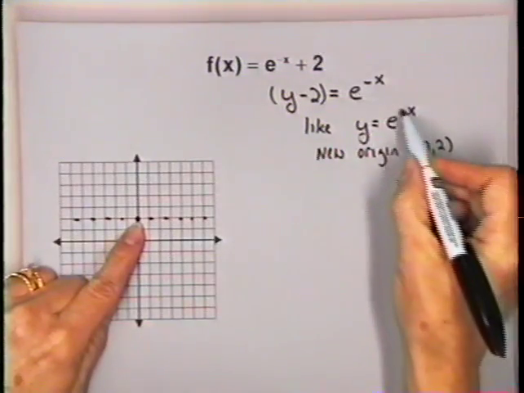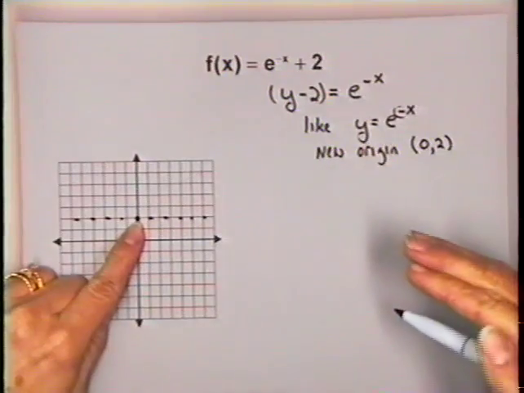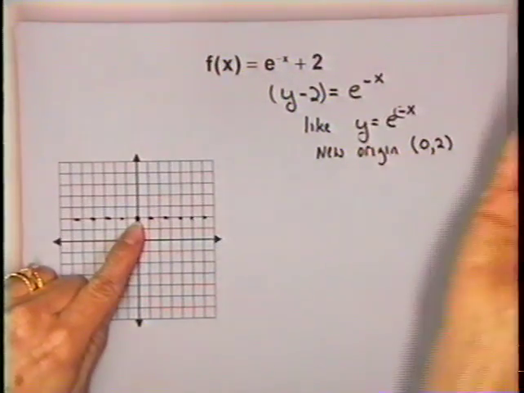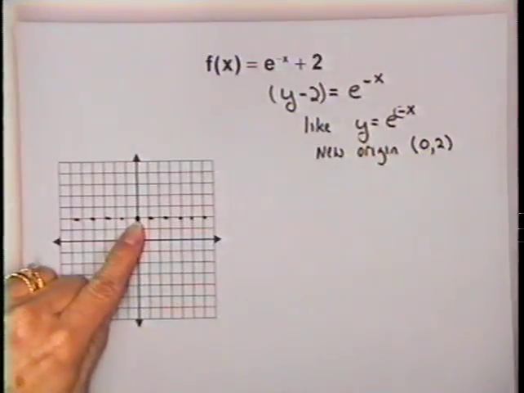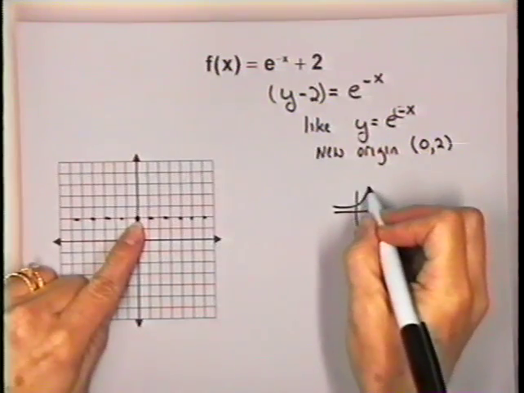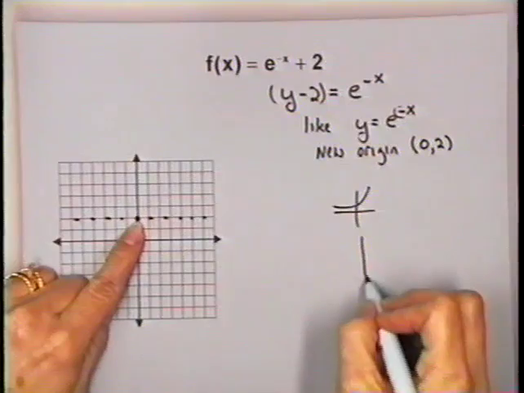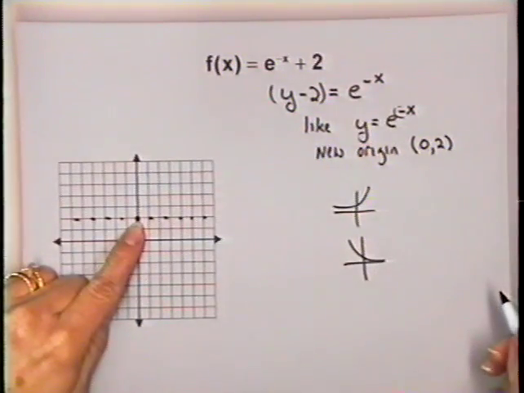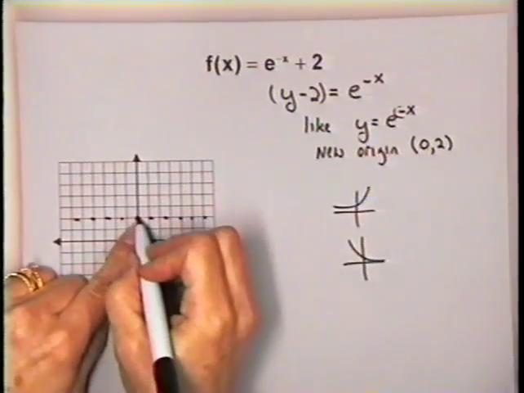But what is this negative in front of x doing? It's reflecting us over what? Changing x to negative x? Oh, I'm doing that the wrong way. x to negative x, we're reflecting over what? The y-axis. Okay, well let's think. My mental picture of e to the x looks like this. If I reflect it over the y-axis, it looks like this, doesn't it? Okay? So I'm going to graph something that looks like this from this new origin.